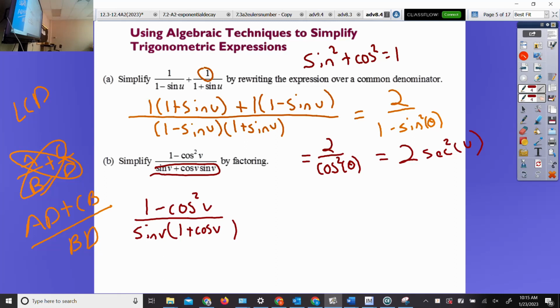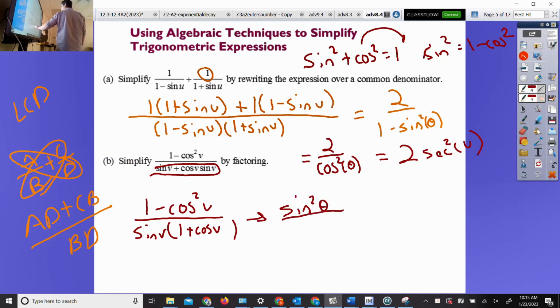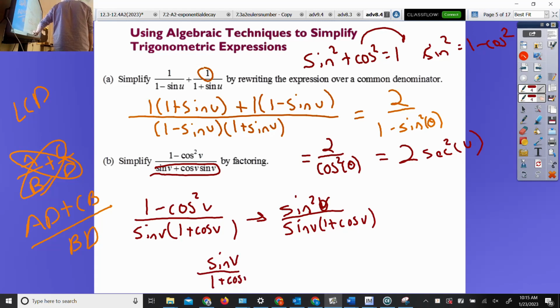1 minus cosine squared. Just take a look at this thing. Move your cosine squared over. Sine squared is 1 minus cosine squared. You start seeing those square things, look back at those Pythagorean identities. This is sine squared of v over sine v times 1 plus cosine v. Now you can cancel. What's the sine squared of v over sine v? Sine v. This is sine v over 1 plus cosine v. That is as simple as she gets.